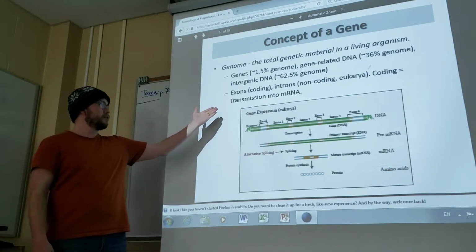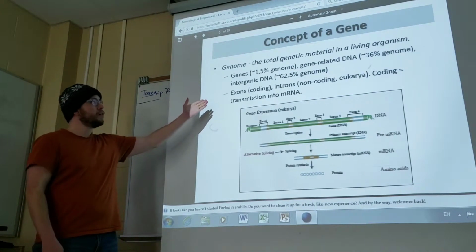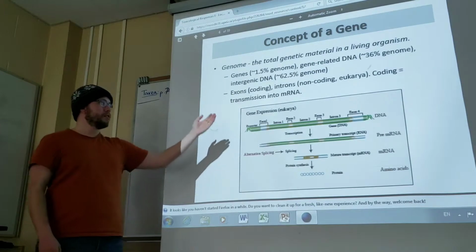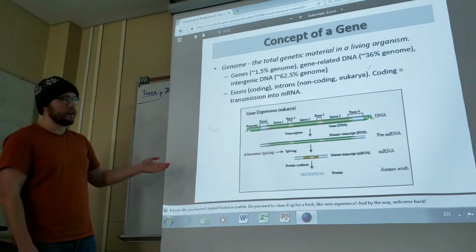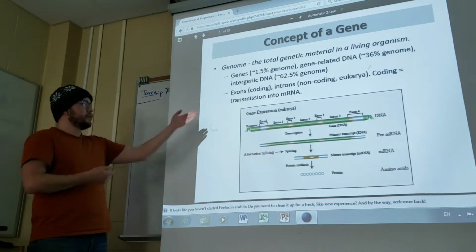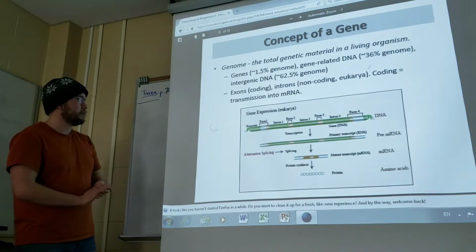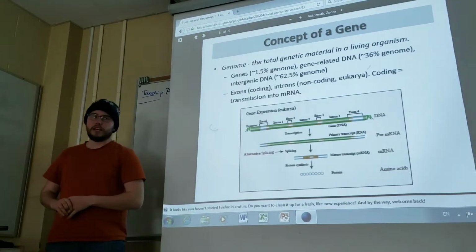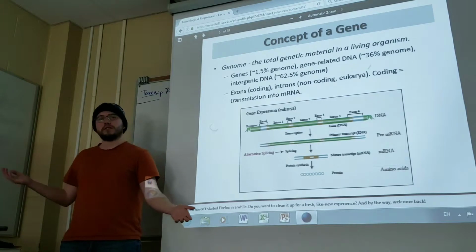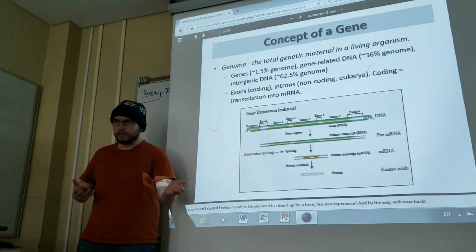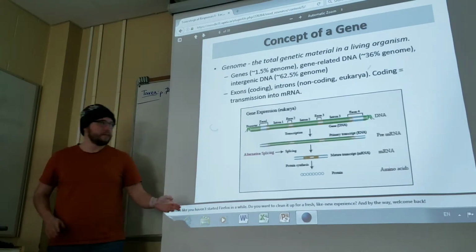Well, there are exons, which are coding portions of the DNA, and there are introns, which are non-coding portions of the DNA only found in eukaryotes. Coding equals the transmission into mRNA, so only the exons turn into mRNA. So we have these vast portions of introns which are non-coding. Why would we have these things, you would ask?